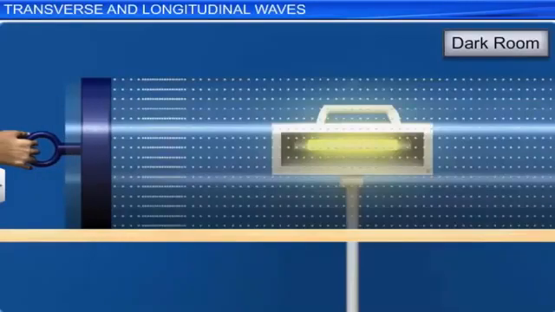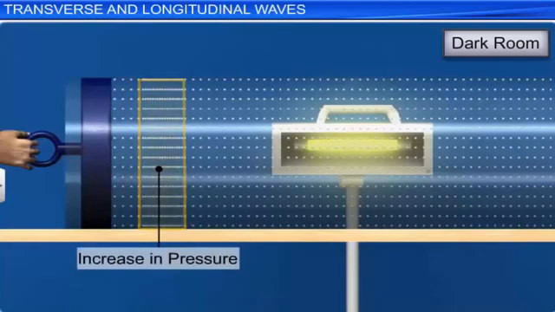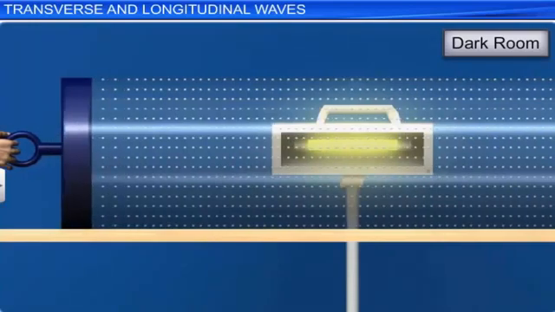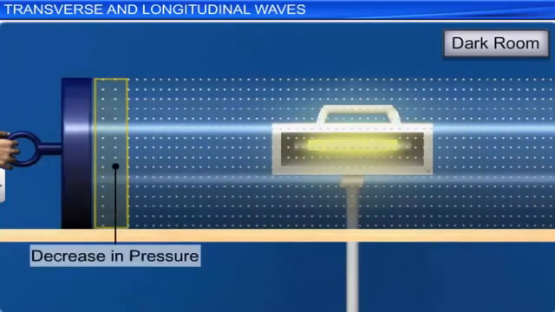We now observe that the dust particles near the piston are compressed and form a band. This is due to an increase in pressure created by the piston on the particles. This band, called compression, moves towards the other end of the tube as a pulse and dies down. When the piston is pulled back, we observe that the pressure at the compressed region decreases and causes the dust particles to move back to their original position. The low pressure region formed is called rarefaction.